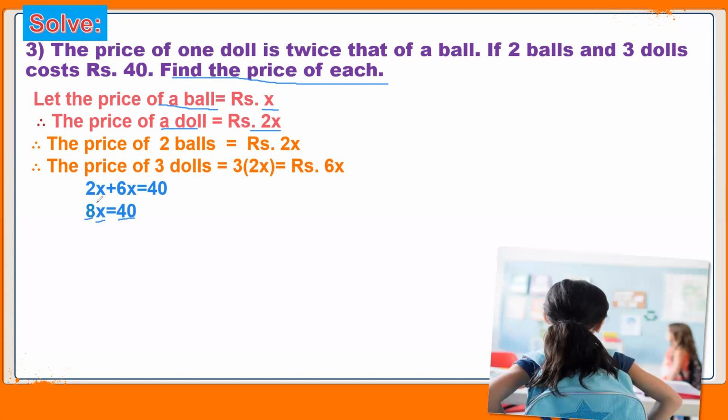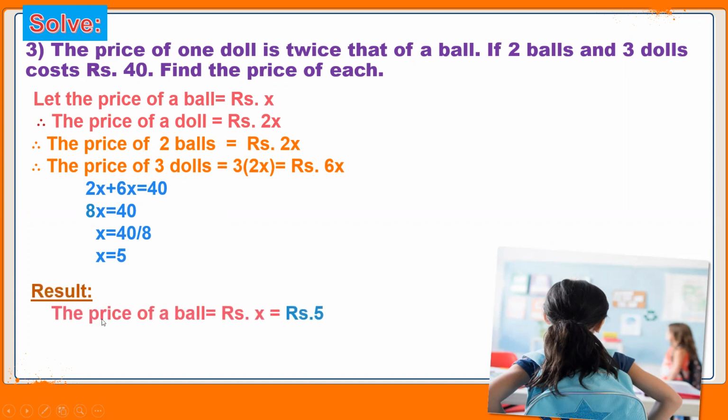Now we have to find the value of x. How can we find the value of x? 40 is going to be divided by 8 and we get 5. 8 fives are 40. So here we get x is equal to 5. So in the end we can write down the result, that the price of a ball is rupees x, and x is equal to 5.